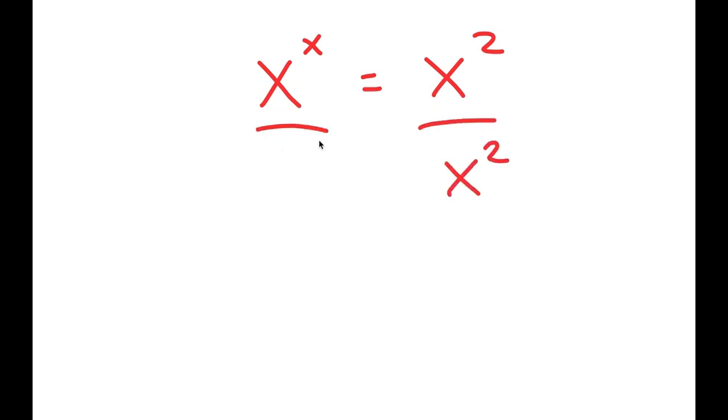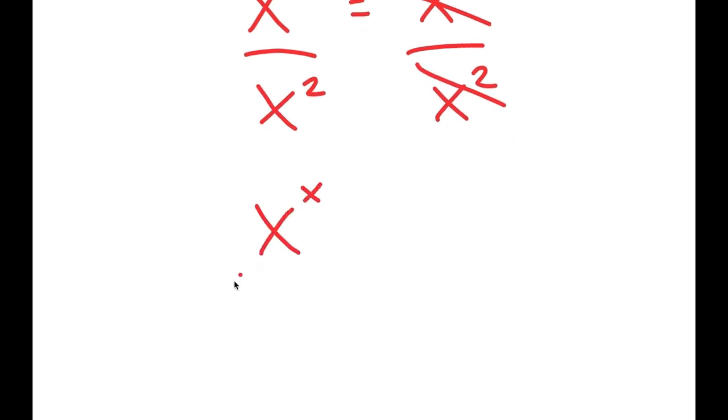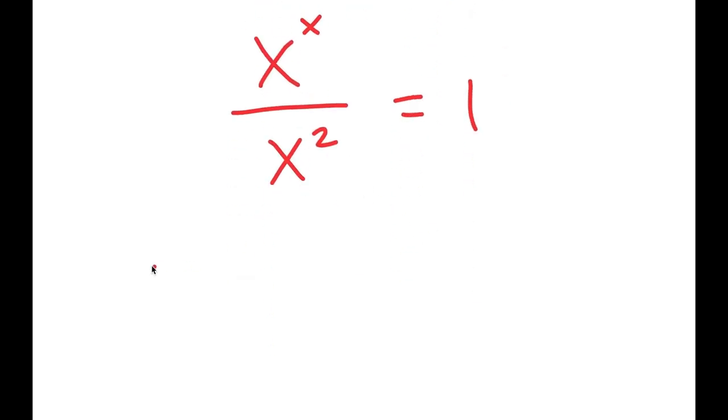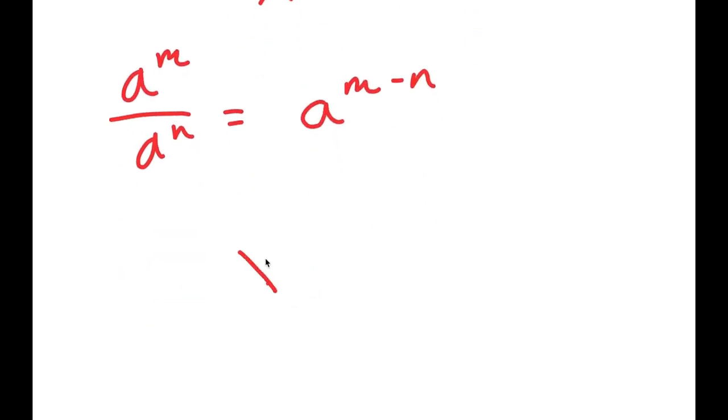Alright, so in this video, I'm going to solve the equation x to the power of x is equal to x to the power of 2. To solve this, I'm going to start by dividing both sides by x to the power of 2. So these two cancel out, and I get x to the power of x over x to the power of 2 is equal to 1. Now I'm going to use the property a to the power of m over a to the power of n is equal to a to the power of m minus n. So this turns into x to the power of x minus 2 is equal to 1.